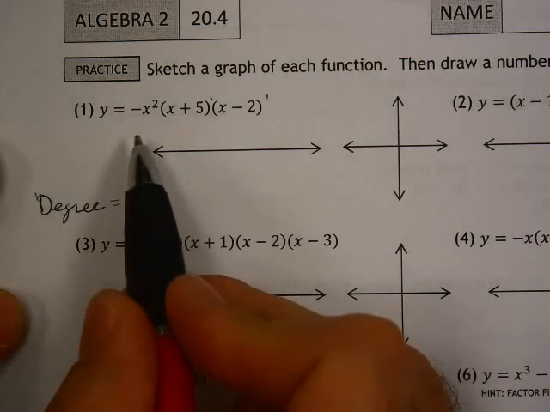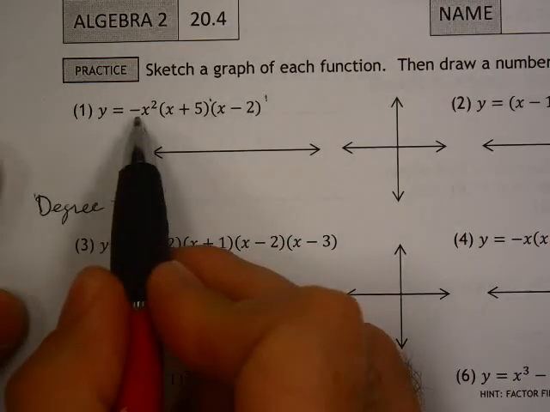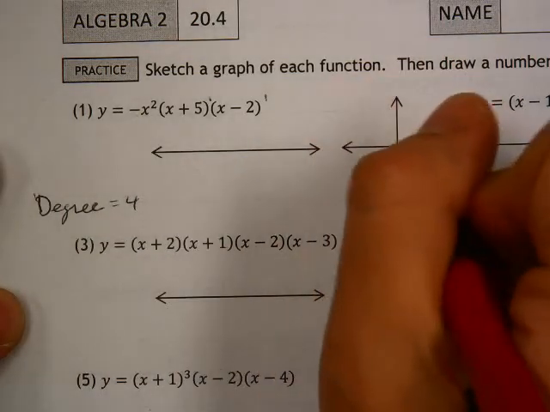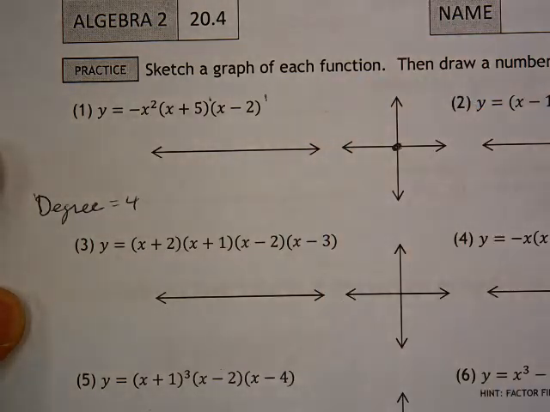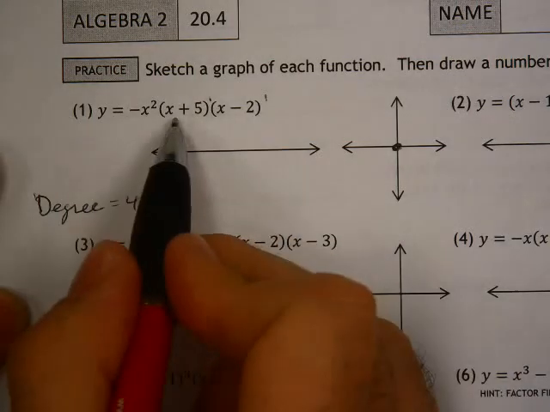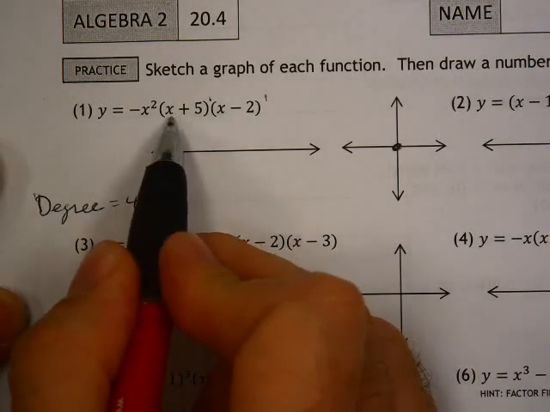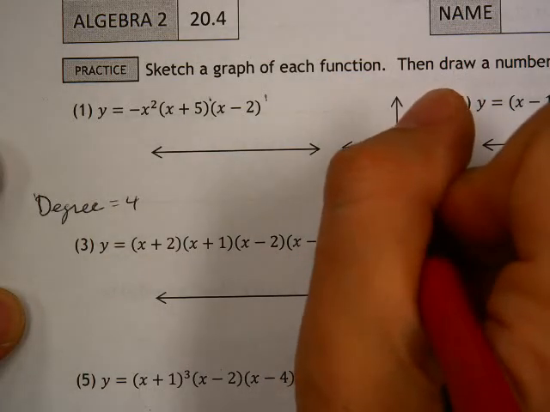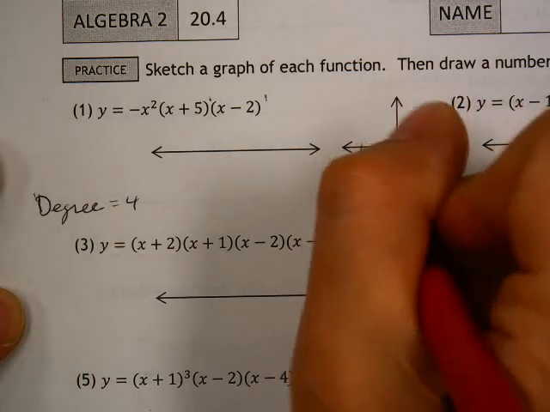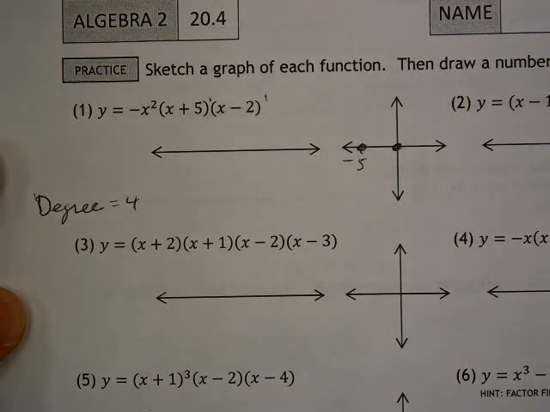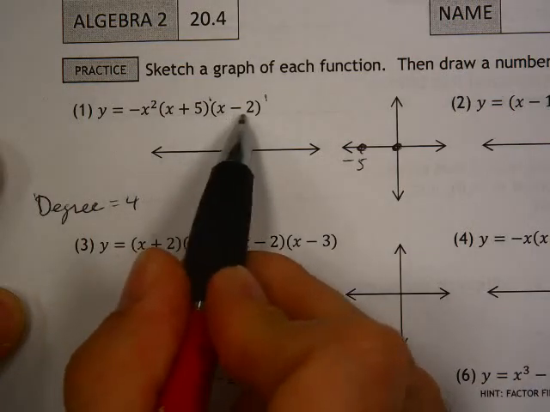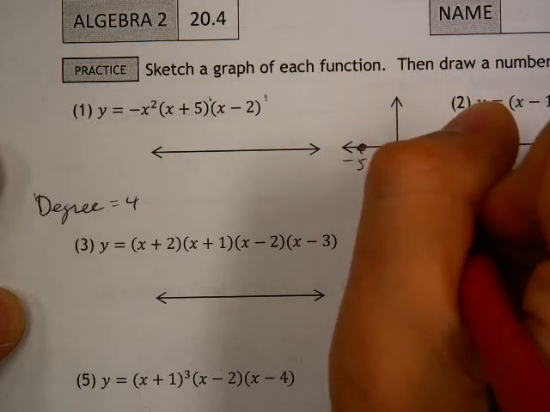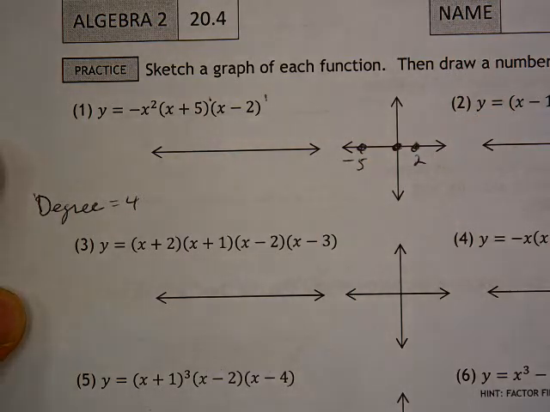Now the next thing I want to do is get the intercepts. This x squared, since there's no parentheses, there's no plus or minus with it. That means we're going to have a point right at the middle at 0. This x plus 5 gives us an intercept at negative 5. We change that sign and go out to negative 5, maybe right about there. Then this minus 2, this negative 2, becomes a positive 2, which is, say, right there.